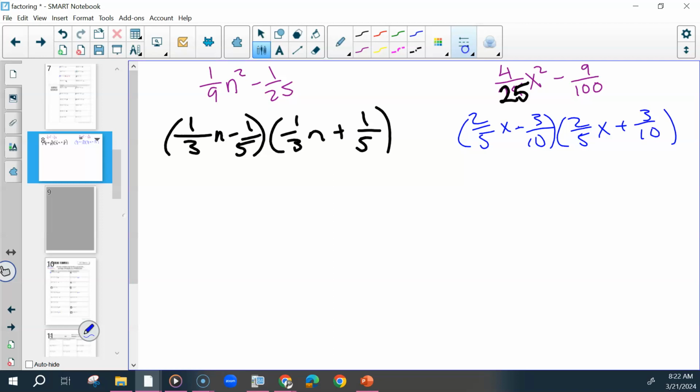I don't have many problems like this, but you could make up whatever fractions you want using your perfect squares: 1, 4, 9, 16, 25, 36, 49, 64, 81, 100, keep going. Any of those, mix up the fractions, put different numerators and denominators, and do this. Questions on that? Okay, so now go on to the notes.